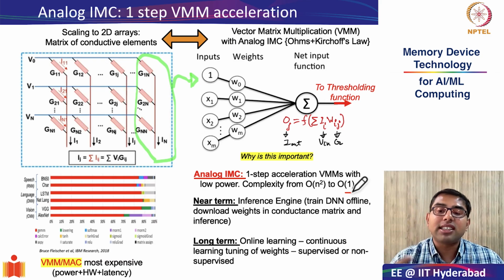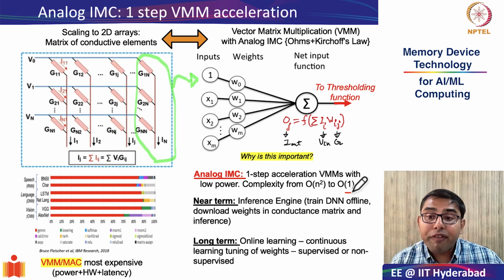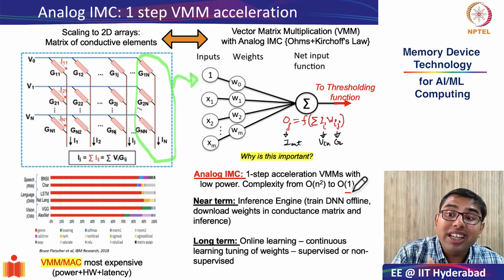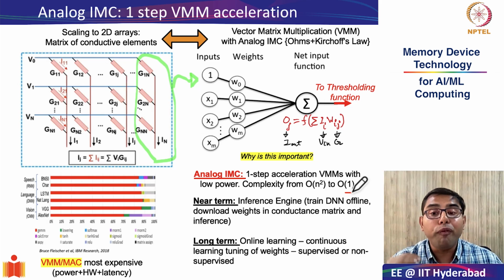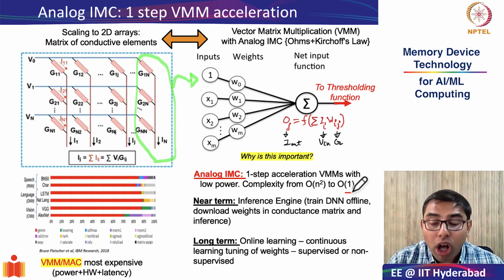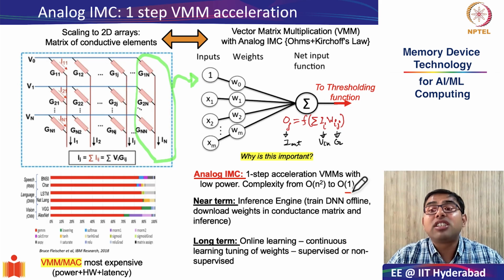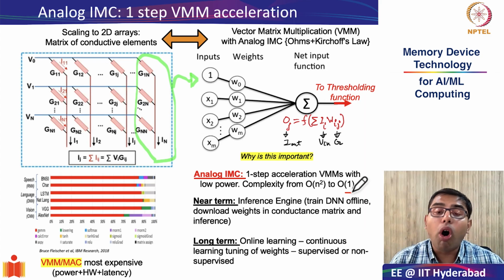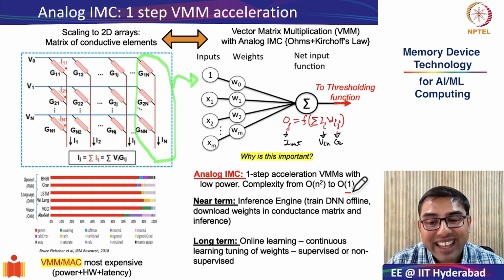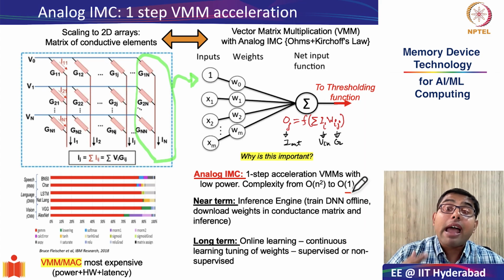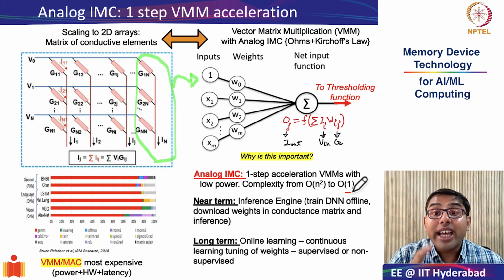And because MACs are the dominant operation in AI, going from n squared complexity of digital operation to a single physical operation in analog in-memory computing has this great promise of giving you orders of magnitude better gains in energy efficiency and also in throughput, especially for very large neural networks.